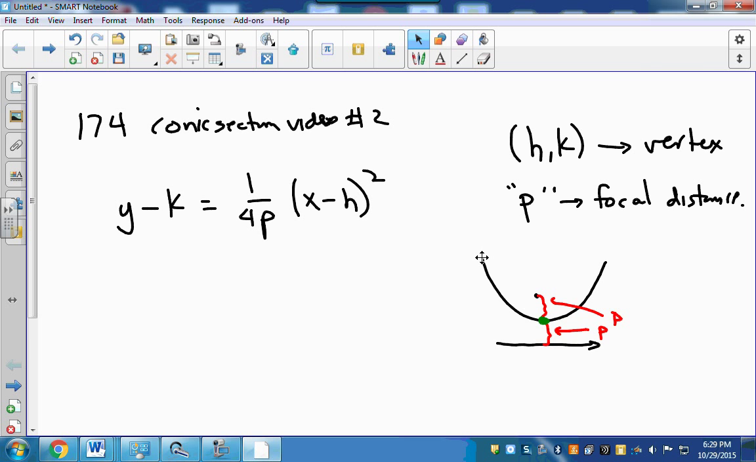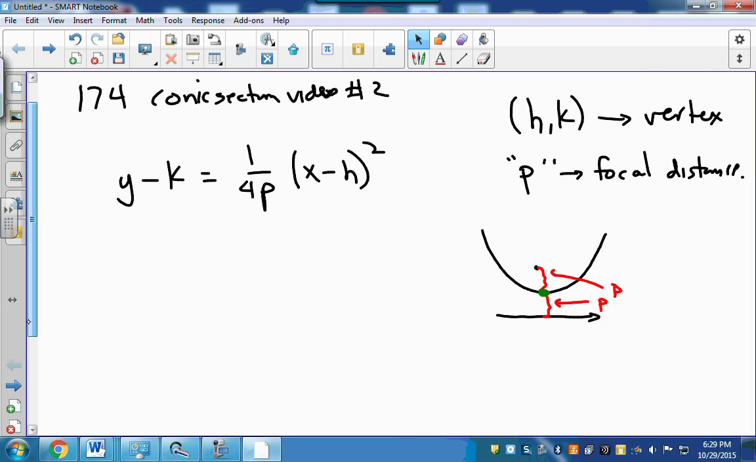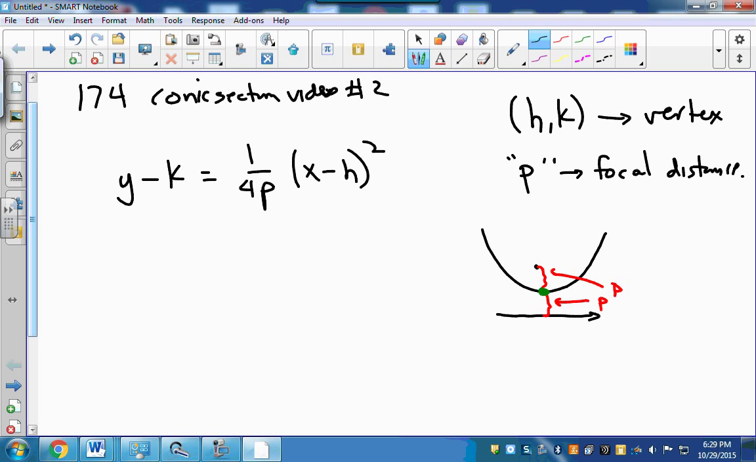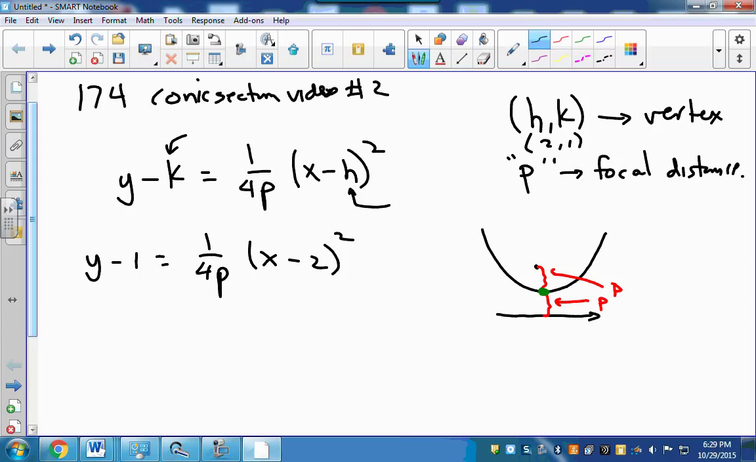Okay, let's go to our problem, see what we know. We were given in the information the vertex, so we know h and k, that's 2, 1. So 2 is going to go here. Remember, the h goes with the x, and the 1 is going to go there. Right now we're at this stage: y minus 1 equals 1 over 4p times x minus 2 squared. And our only task is to figure out the focal distance.